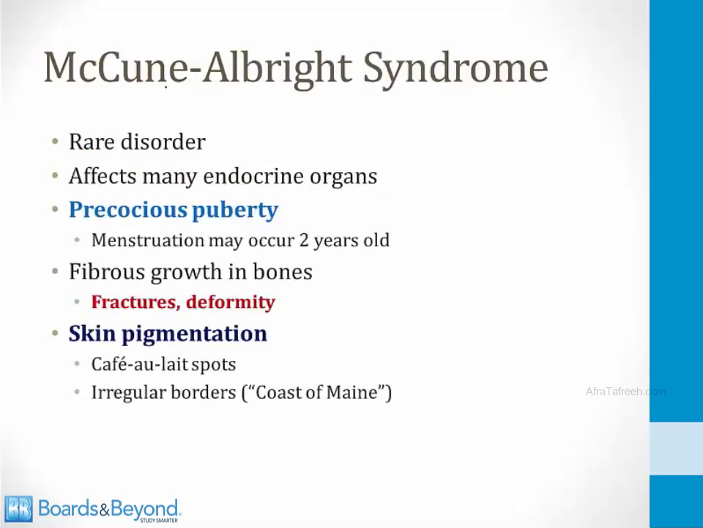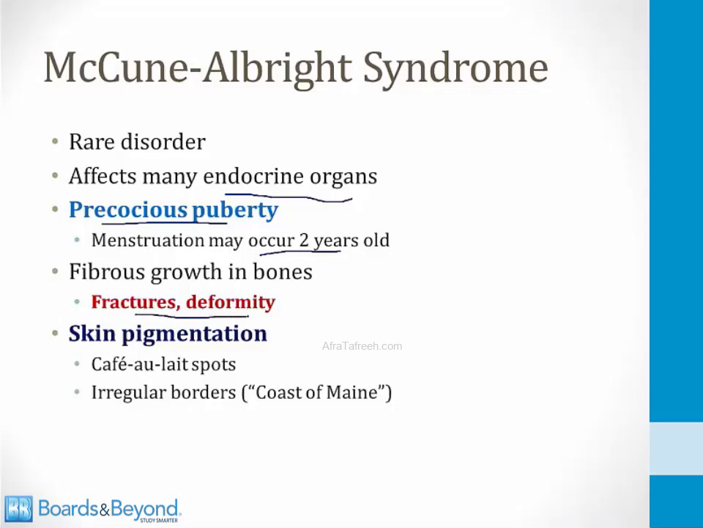There is a rare genetic disorder called McCune-Albright syndrome that is often used to illustrate the principle of mosaicism. This is a genetic disorder that affects many different systems. In particular, it affects many endocrine organs. One of its characteristic features is precocious puberty that can start at a very early age. For example, females may menstruate as early as 2 years old if they have McCune-Albright syndrome. In addition, there is fibrous growth that occurs in the bones. This leads to fractures and bony deformity.